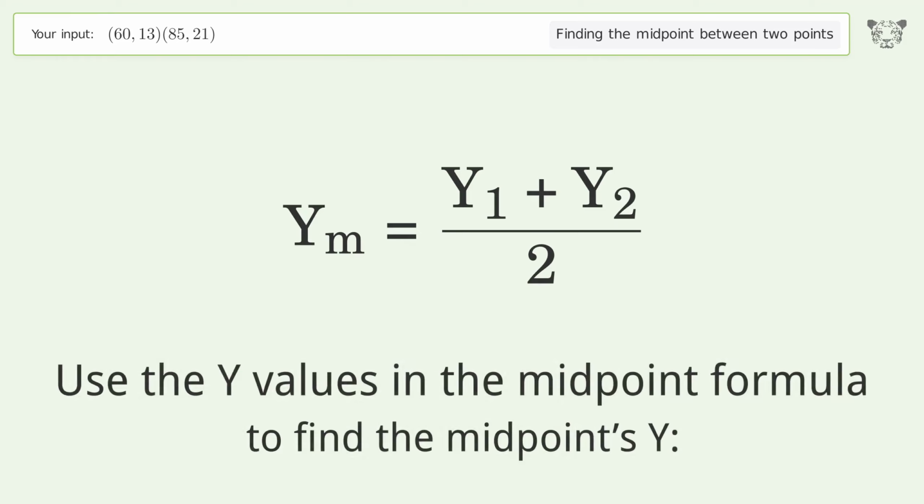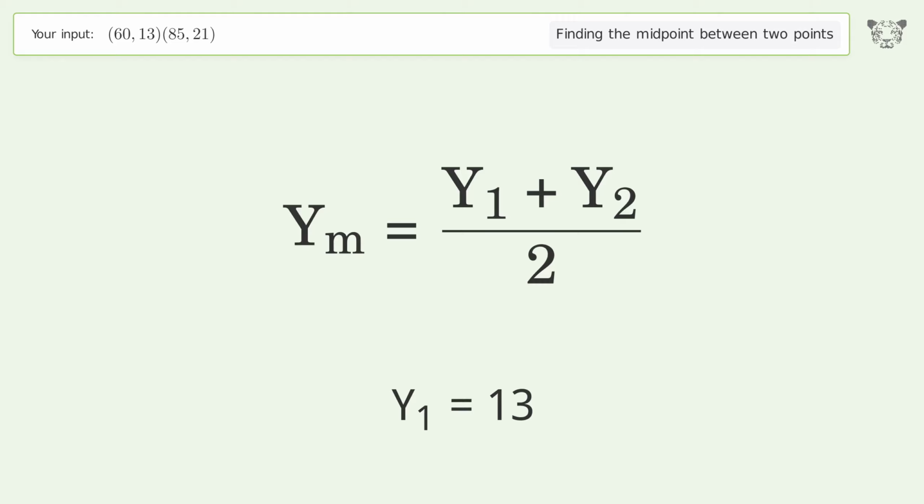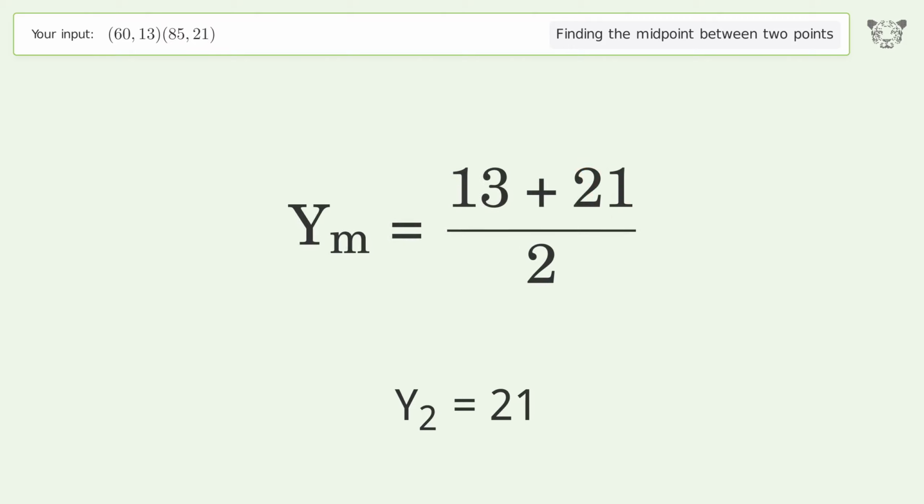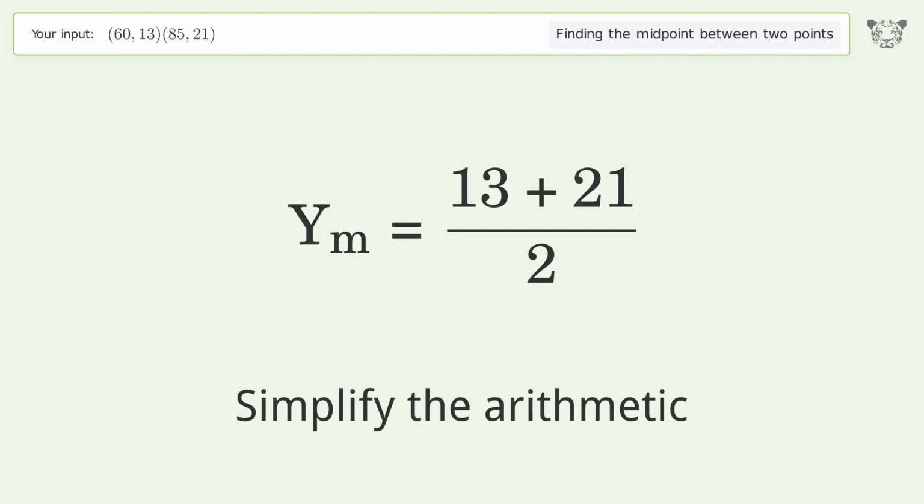Use the y values in the midpoint formula to find the midpoint's y. y1 equals 13. y2 equals 21. Simplify the arithmetic.